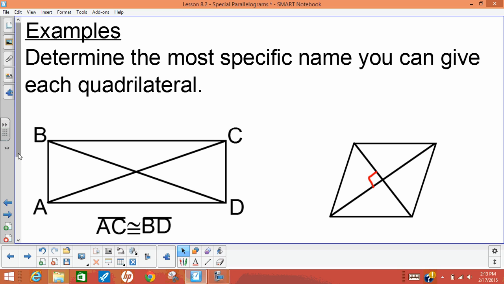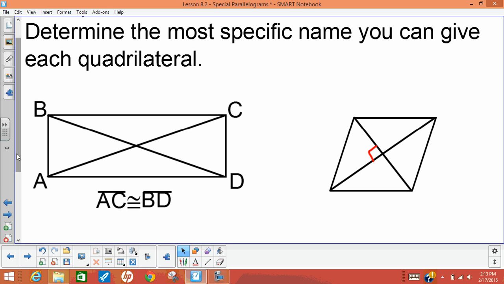So it's important to be able to determine, when we have a parallelogram, what's the most specific name we can call it. So if we know it's a square, we want to call it a square. We don't want to call it a rectangle or a rhombus. We want to call it a square because then we know it has all of the properties. If we know it's a rectangle, we want to call it that. We don't just want to call it a parallelogram.